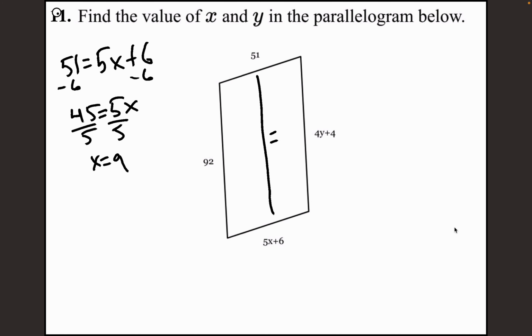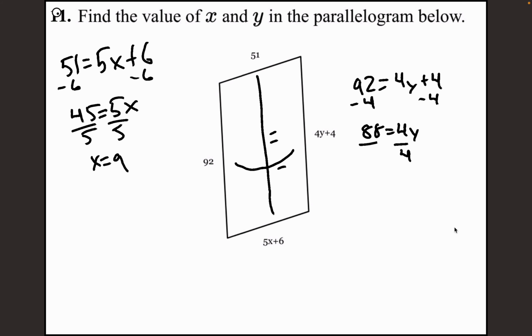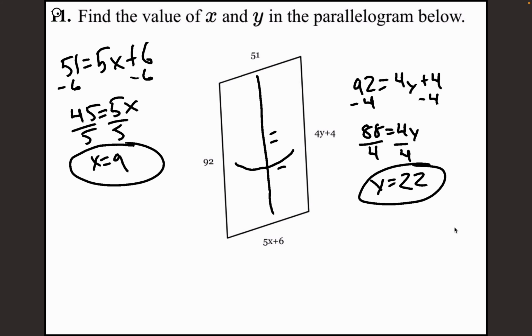Perfect. What about y? Yeah, these also equal. So 92 equals 4y plus 4. I subtract my 4. And that's what I would do for those sides. Okay?